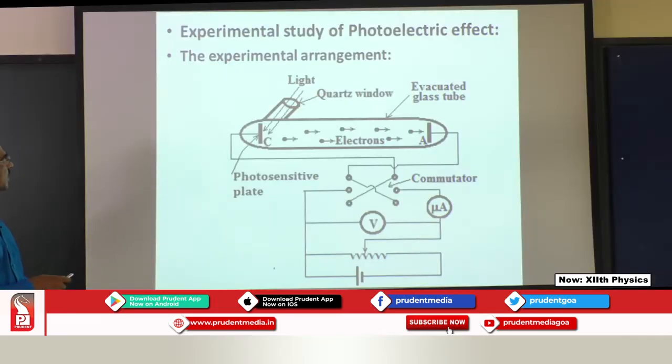You can see in the figure that this experimental arrangement has one evacuated glass tube. The evacuated glass tube has two plates, one a cathode and the second an anode, and the cathode is a photosensitive plate. Light can be incident on this photosensitive plate with the help of this quartz window. When light falls on the cathode, there will be emission of electrons. These electrons will come out with certain kinetic energy, get attracted toward the positive anode, and constitute current.